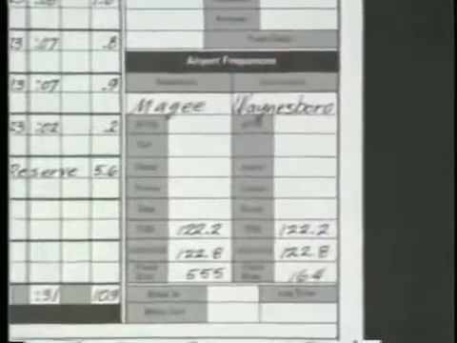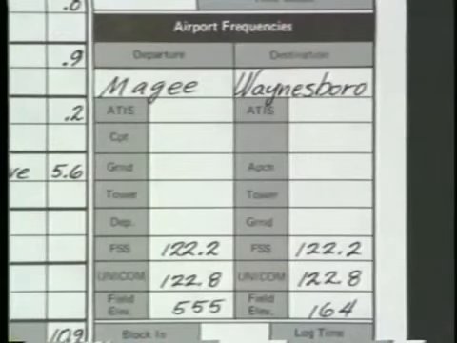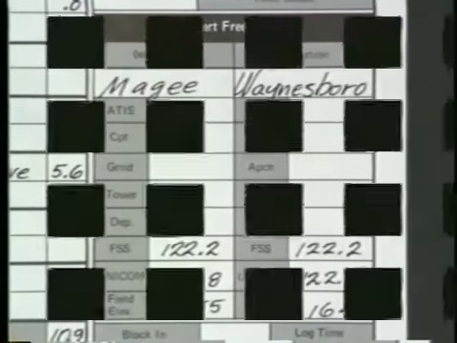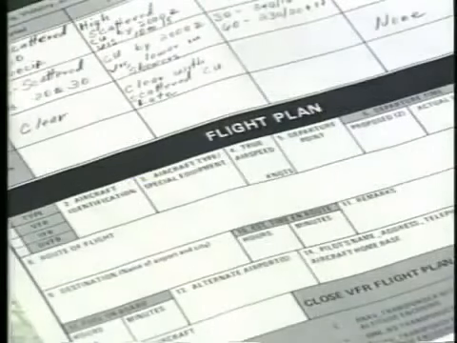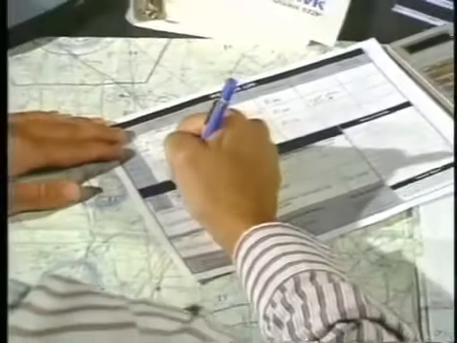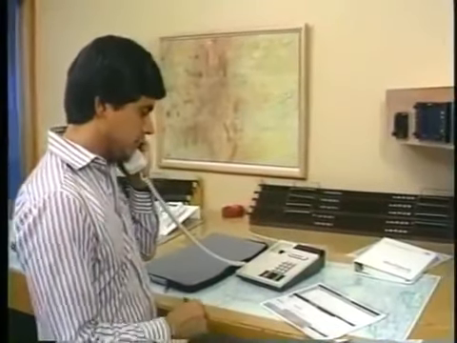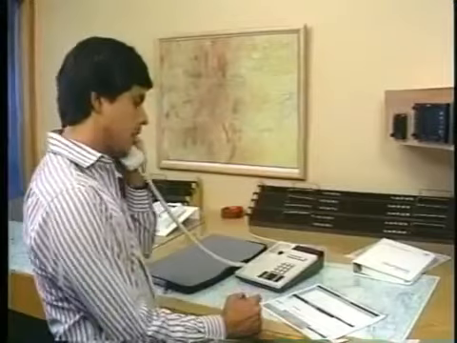Spaces are provided on the navigation log to record pertinent information about departure and destination airports. The sources of this information will be covered in the next program. A flight plan form is also included on the reverse side of the navigation log. This form contains spaces for you to list pertinent information about your flight. When you have completed the form, you should file the flight plan by calling the nearest flight service station.